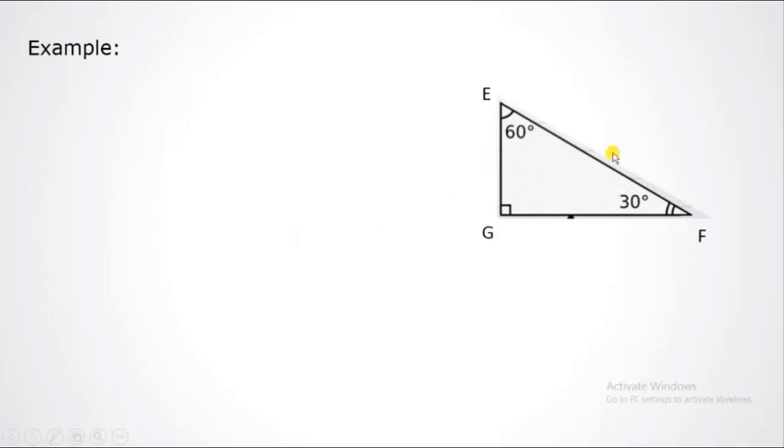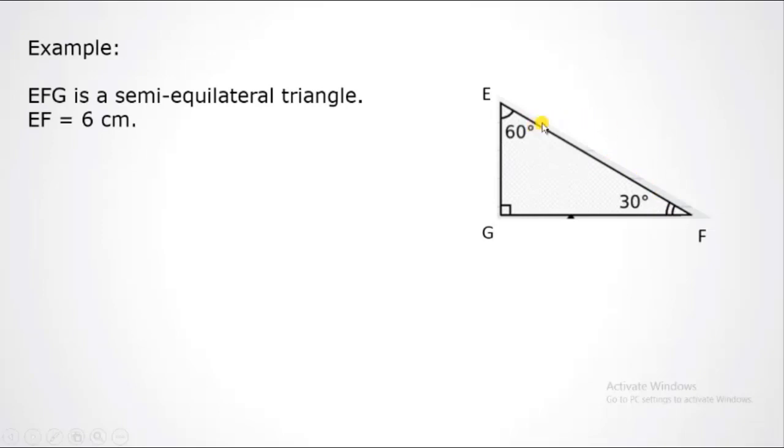Example: we have EFG, a semi-equilateral triangle. EF is equal to 6 cm. What is EF? EF is the hypotenuse. We have to find the length of EG.